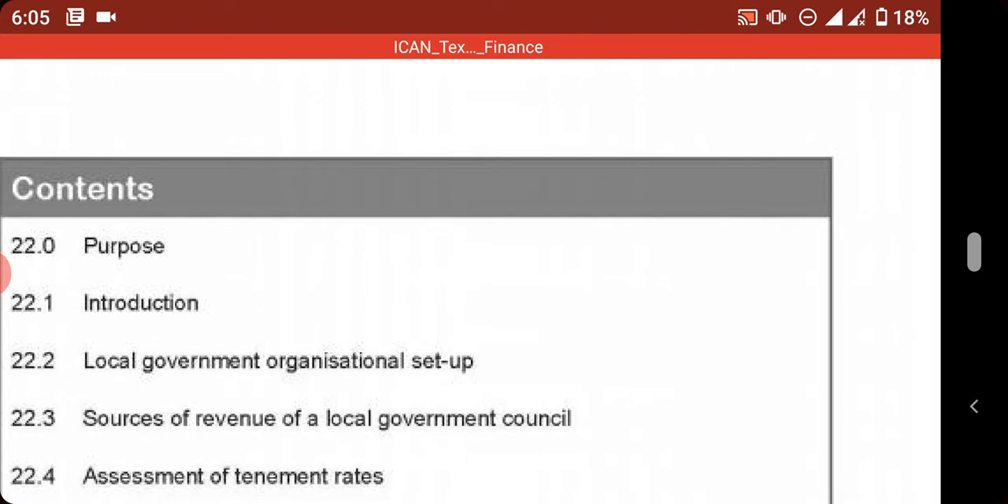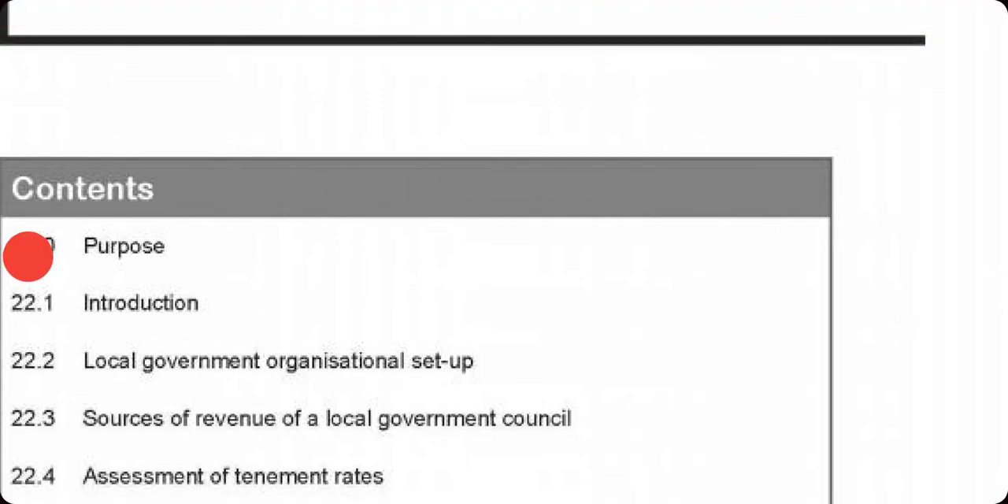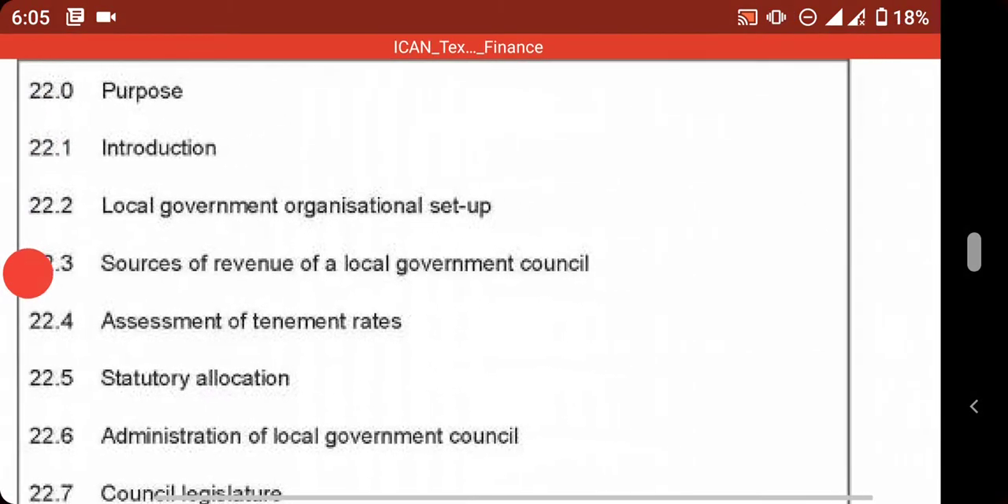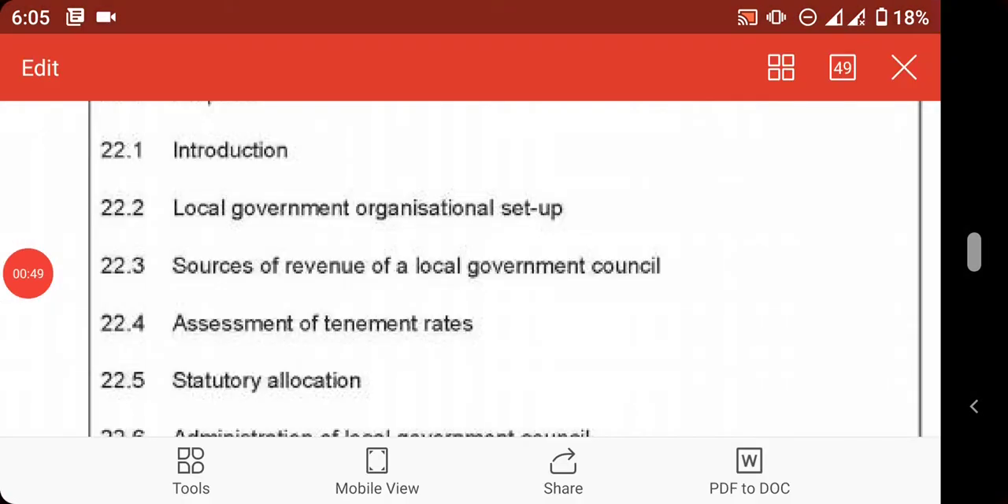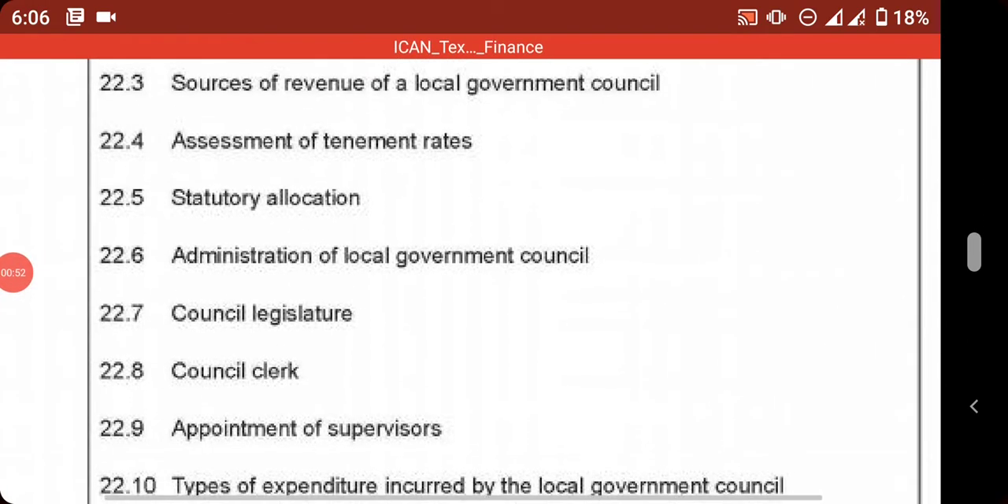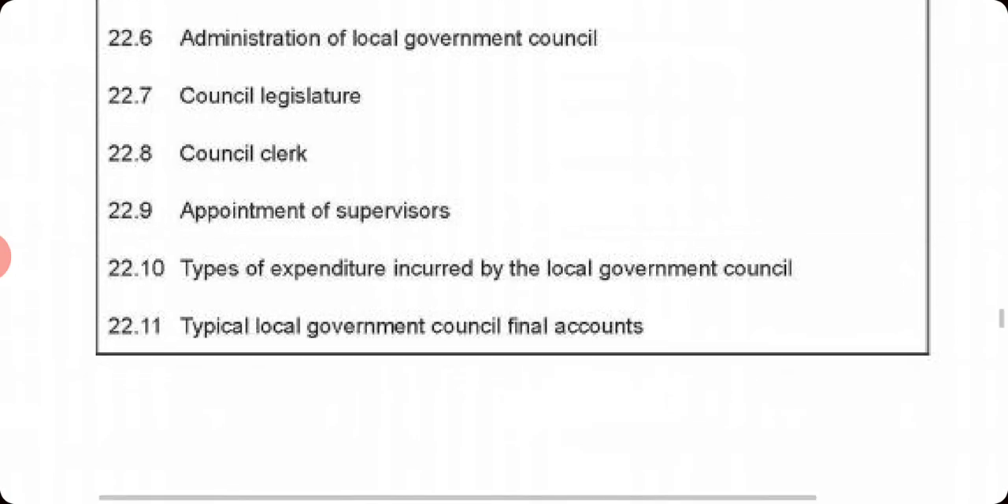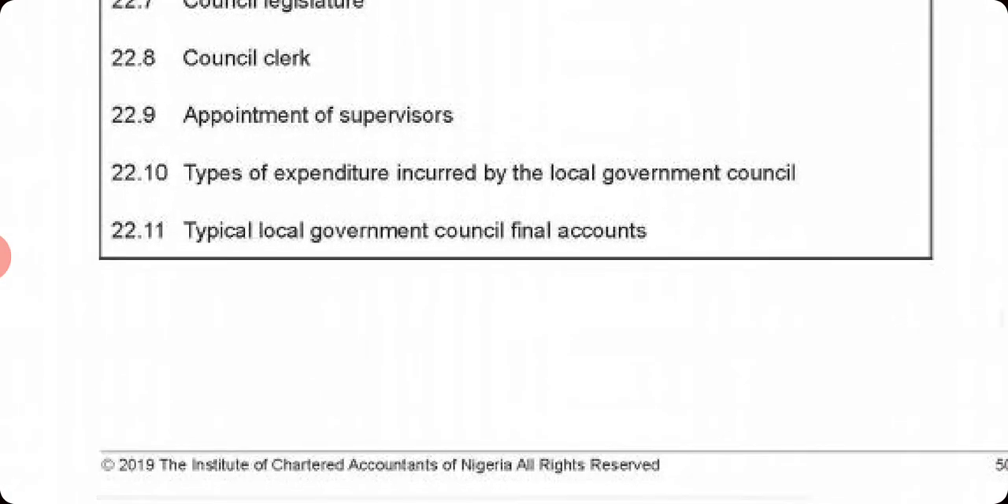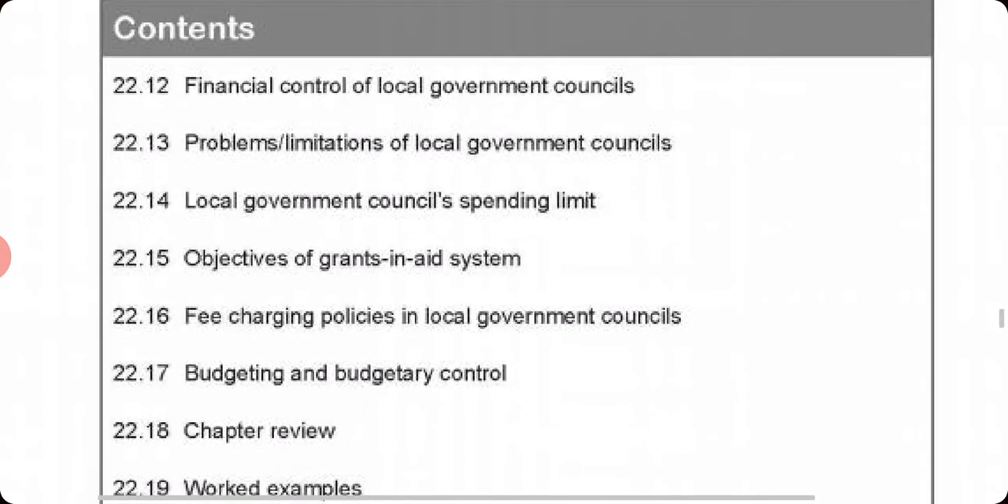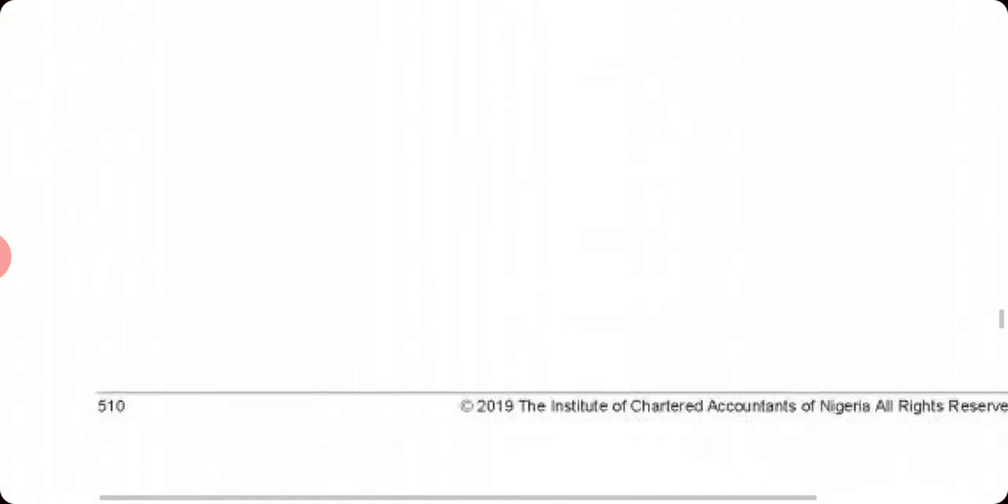There are various things we will look at here. We're looking at the structure of a local government, the administration of a local government. We're also going to be looking at the various sources of income of a local government and the various types of expenditure a local government can incur. We also look at the accounting system and how the accounts are prepared accordingly.